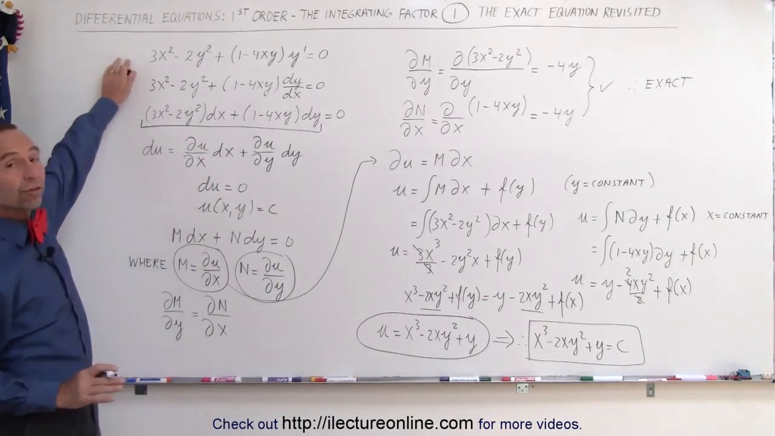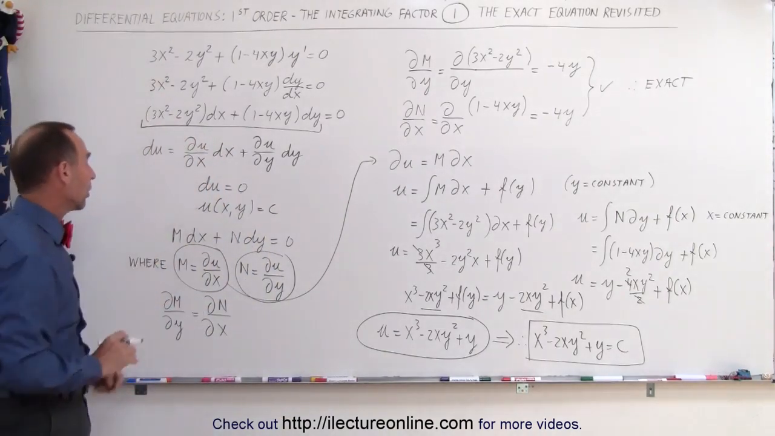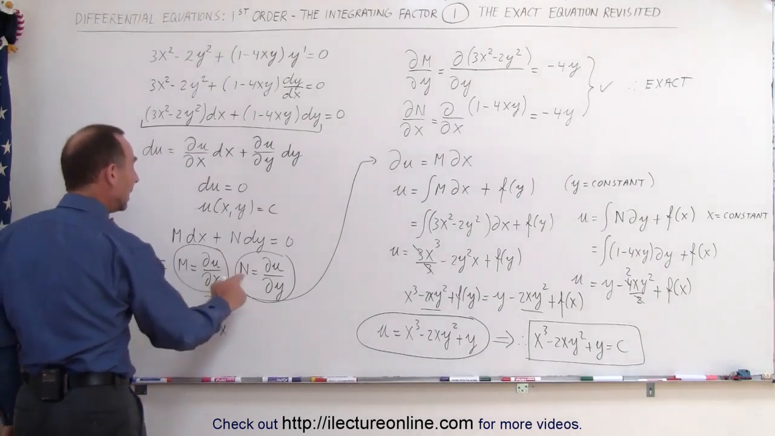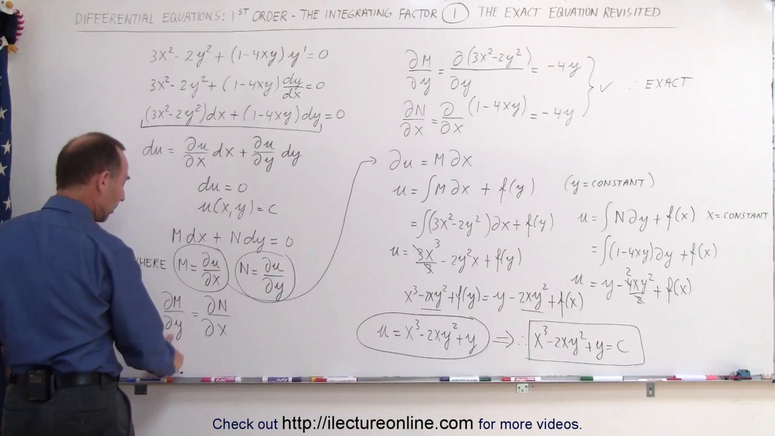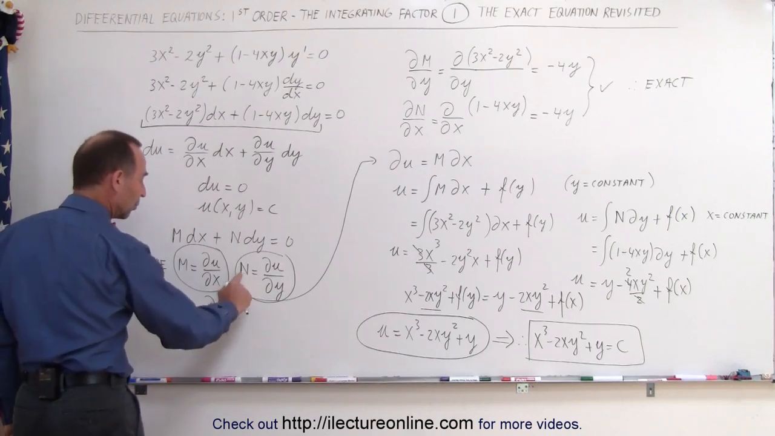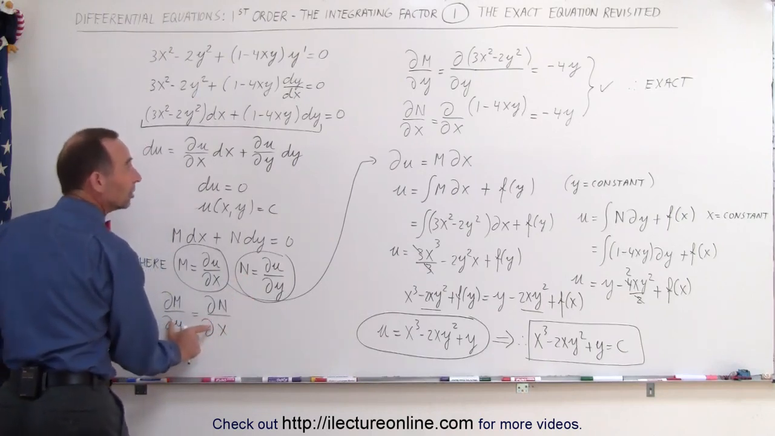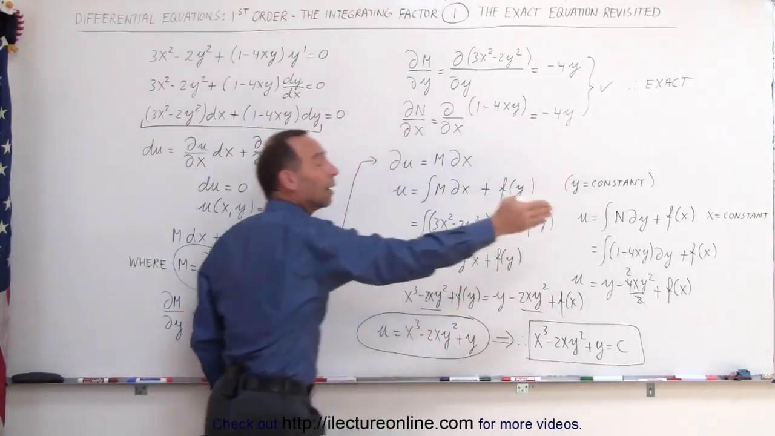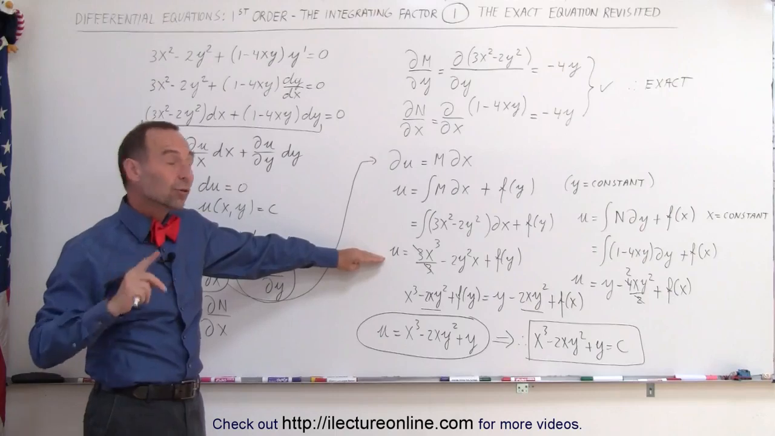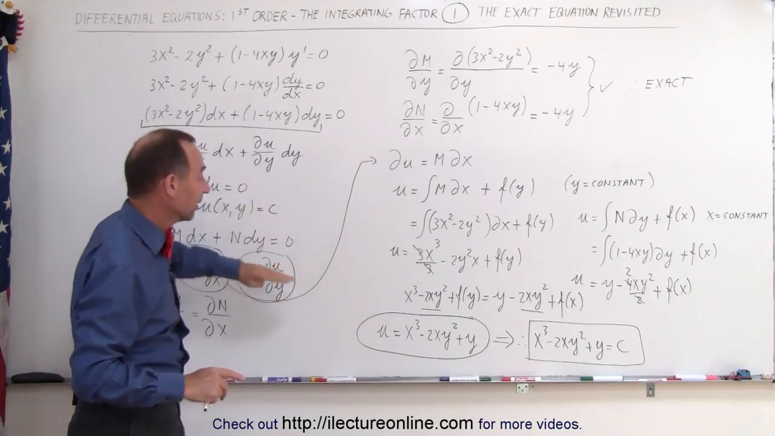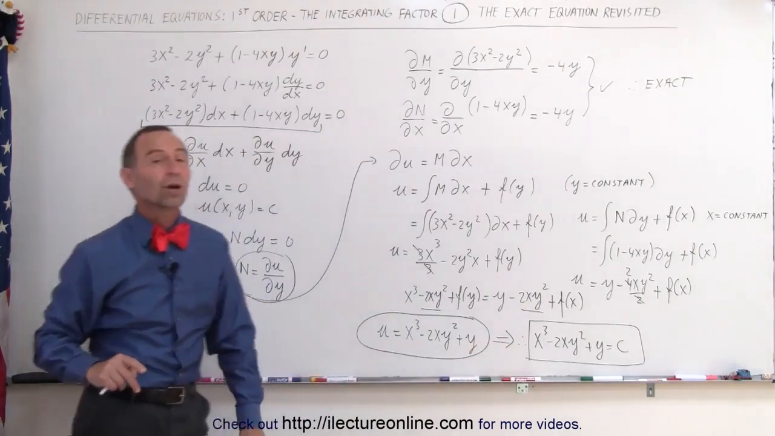The differential equation I had here, this first order differential equation, was an exact equation because when I took the partial derivative of m with respect to y and the partial derivative of n with respect to x, they were equal to each other, which we checked right here. And when it's an exact differential equation, I can then solve for u, and then realizing that u is simply a constant, I can find the solution to the differential equation.